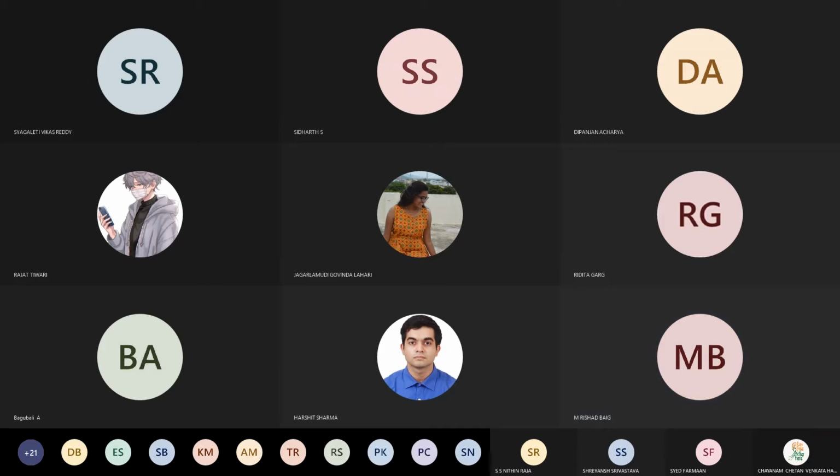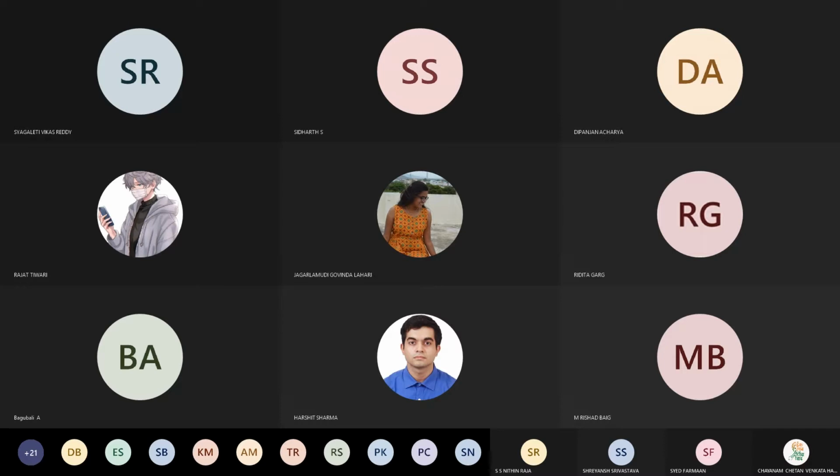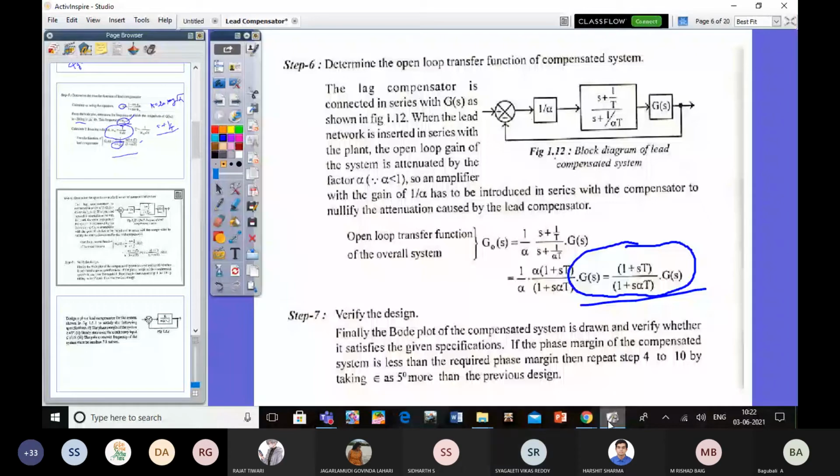The PPT is not shared. Okay. Yes, sir. Now it's visible. Yes, sir. Okay. This is for the compensated system transfer function. I think all of you are very clear about how to determine the compensated system in this step. Do I want to repeat once again, or will I move on to the next step? No, sir. So you can move on to the next step.